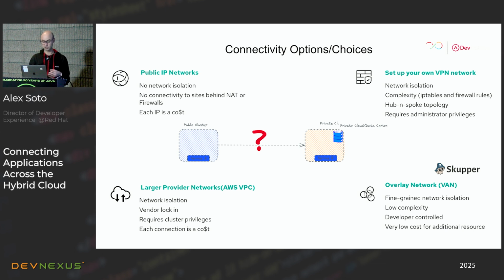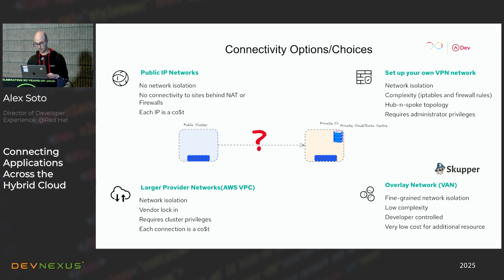Another option is using the large provider networks. Basically, it's something that the cloud provides you to connect. So for example, if I've got my Amazon application in one region and my other Amazon application in another region, I'm able to connect them. It works, but there is a vendor lock-in, it requires cluster privileges, and of course, Amazon will say, oh, you want to use this feature, great, but this costs money.